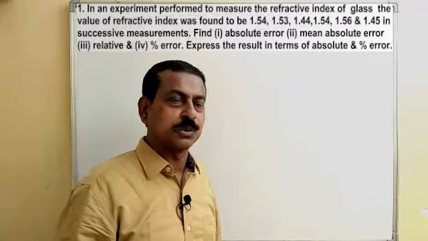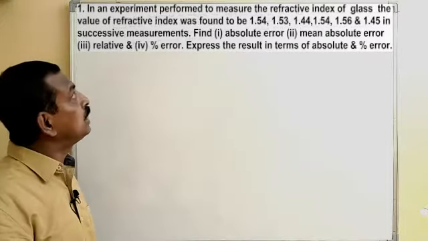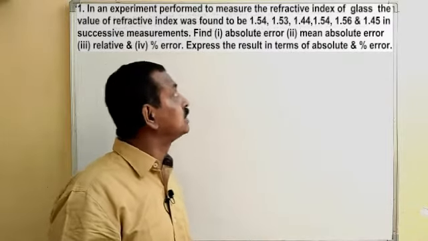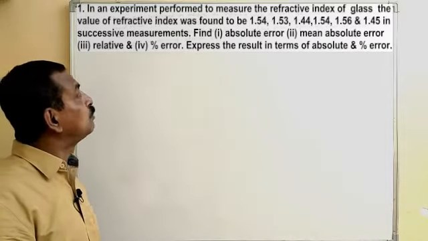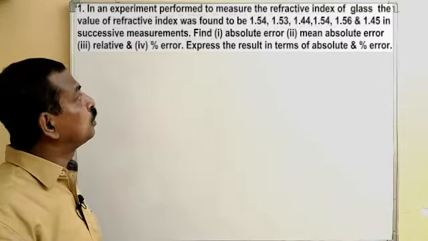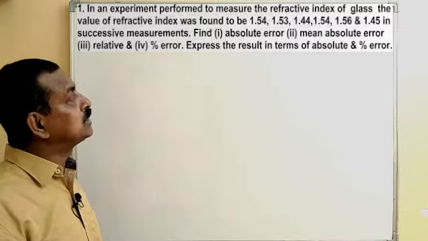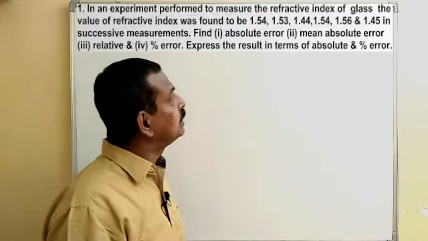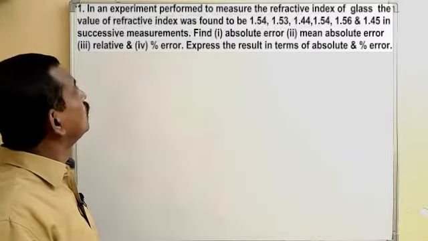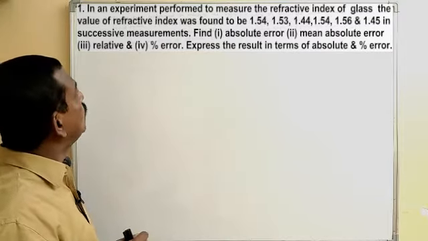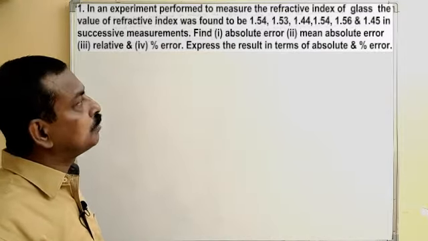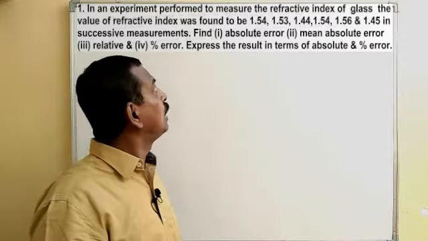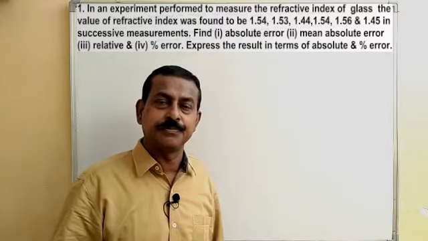So let's take the first question. In an experiment performed to measure the refractive index of glass, the value of refractive index was found to be 1.54, 1.53, 1.44, 1.54, 1.56 and 1.45 in successive measurements. Find absolute error, mean absolute error, relative error, percentage error, and express the result in terms of absolute error and percentage error.